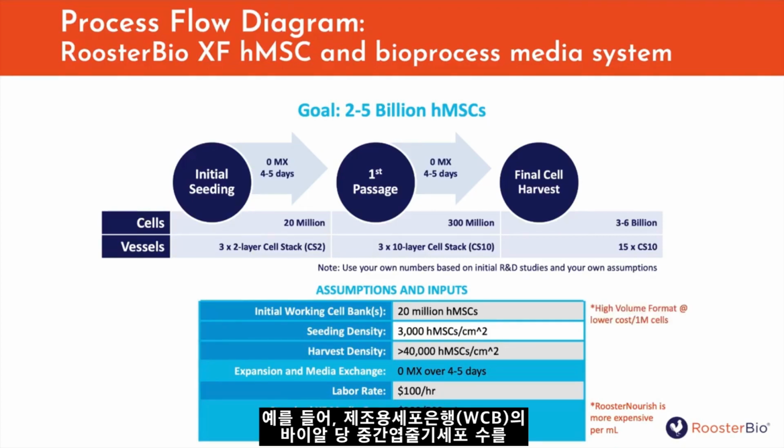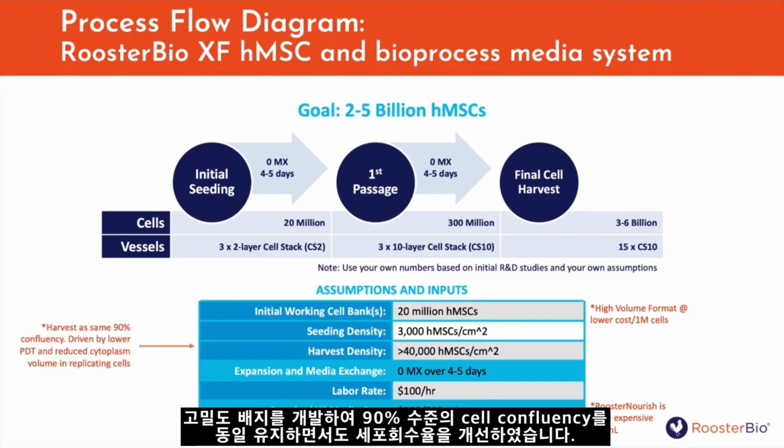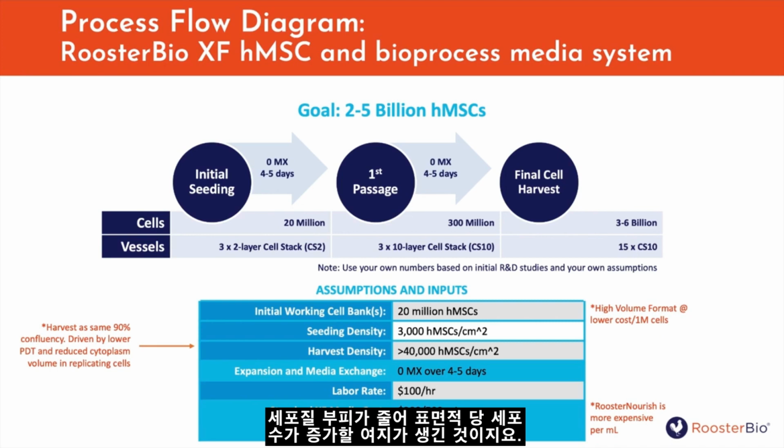For example, higher volume MSC working cell banks at 10 or 20 million cells per vial reduce the initial costs of seeding working cell banks. A rich media was developed to allow for an increased harvest density at the same 90% confluency, as replicating cells have reduced cytoplasmic volume, allowing a higher number of cells to be generated per surface area.